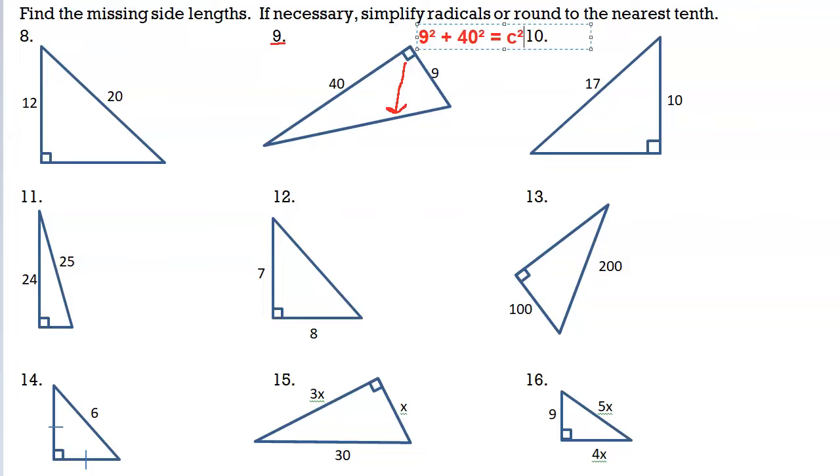9 squared plus 40 squared equals c squared. Now, I don't know if you're the type who gets a number that big and you think you've done something wrong. Turns out you didn't. And everything was just fine. The answer there was 41. Because if you were to do the square root of both sides, you would get the square root of 1681, which is actually a perfect square, even though you might not have known it.